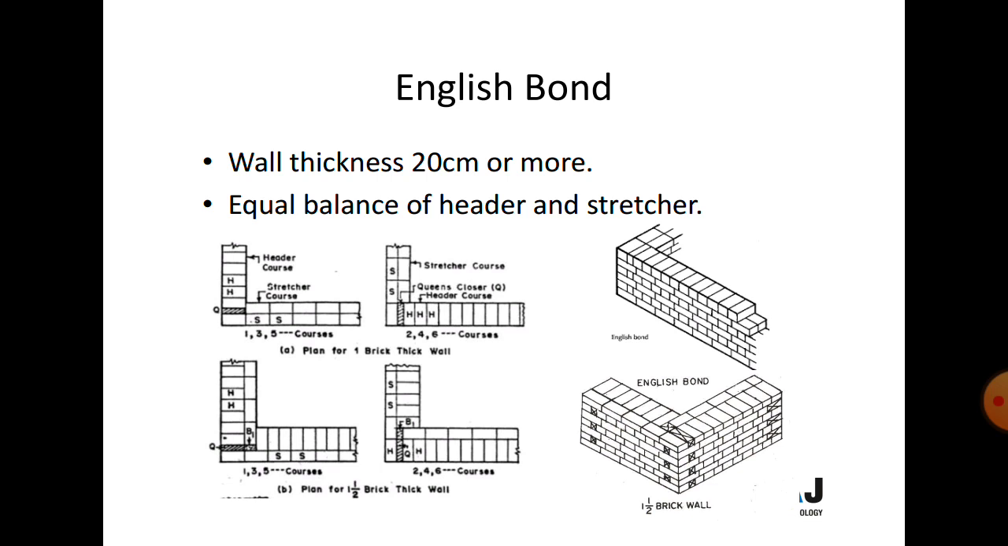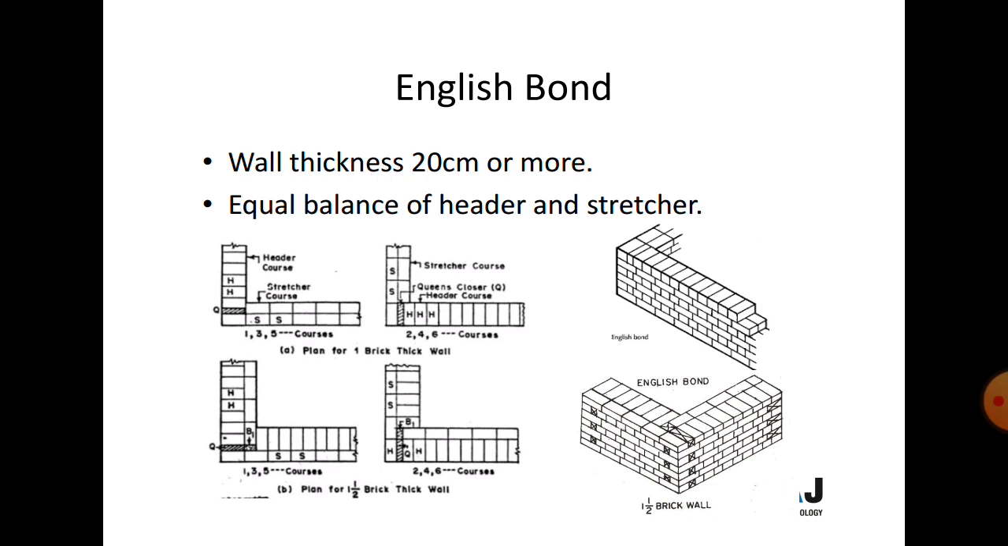So in the first course, or first layer, we put a stretcher, and above the first layer we put all the header part on the face side of the wall. After completion of the work, you see exactly the English bond as in figure number 2.